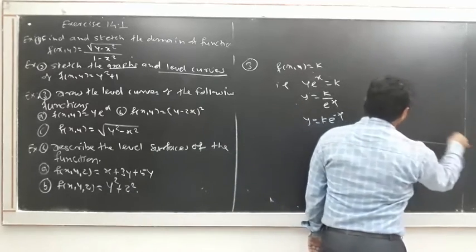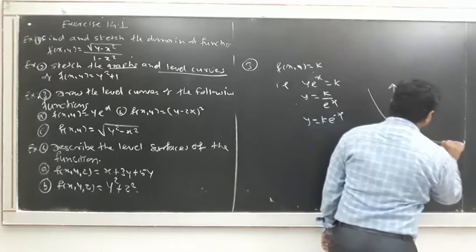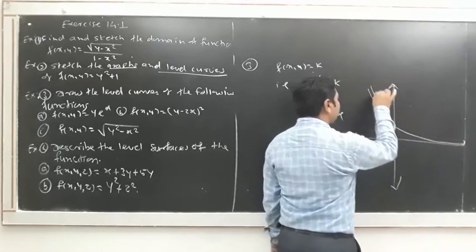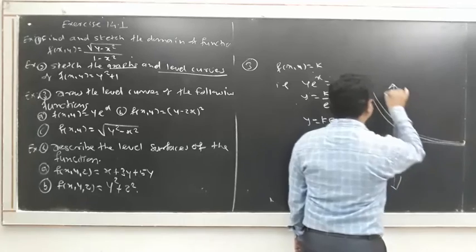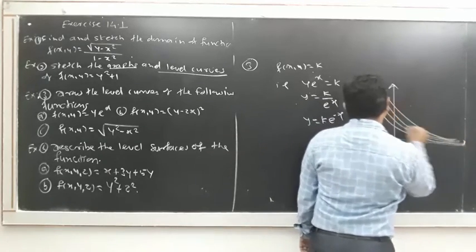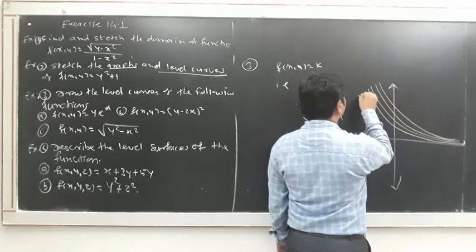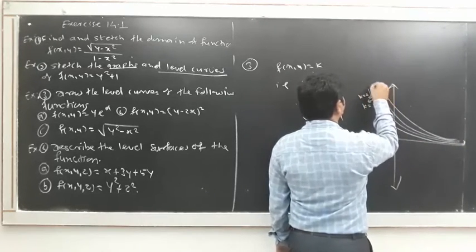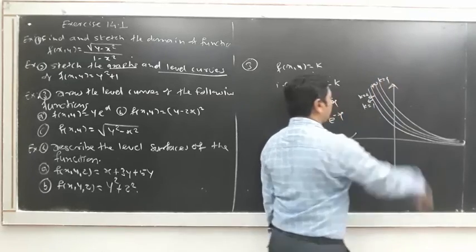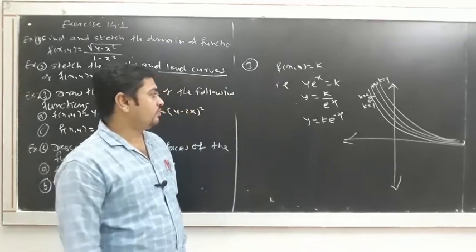So what is the graph of e raised to minus x? What can you draw there? e raised to minus x, this. So you can get the level curves like this. Suppose this is k equal to 1, this is k equal to 2, k equal to 3, k equal to 4. Similarly, you can take so many level curves of this.